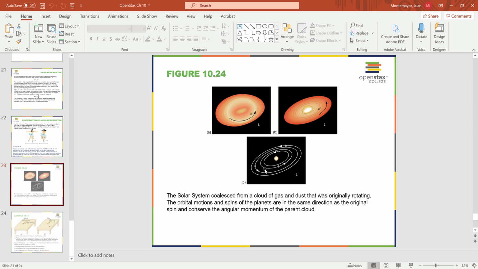All right, so the solar system, for example, coalesced from a cloud of gas and dust that was originally rotating, so from A to B to C. The orbital motions and spins of the planets are in the same direction as the original spin and conserve the angular momentum of the parent cloud. That's just an example.